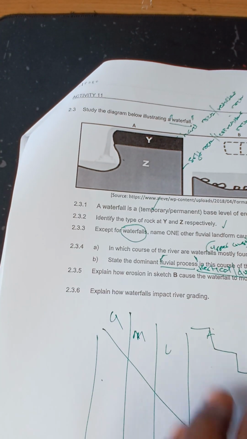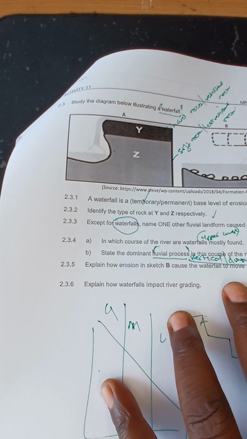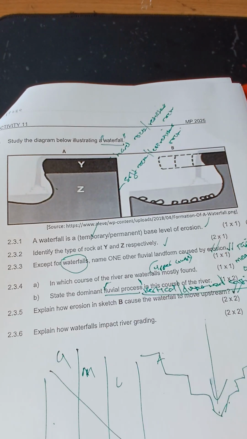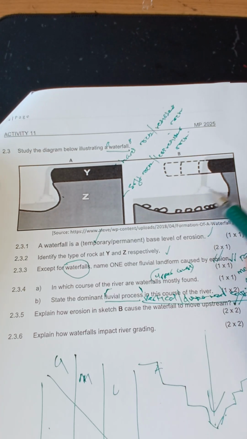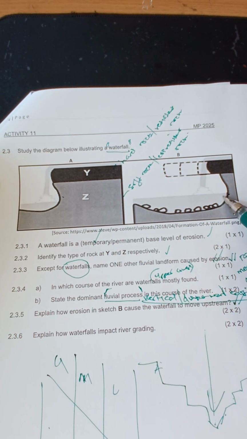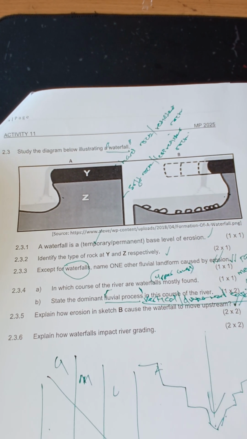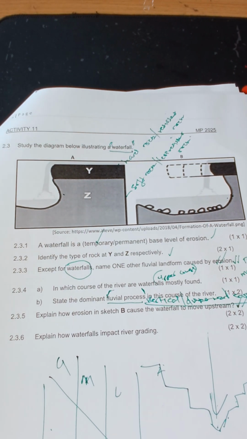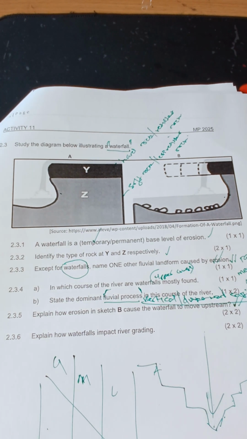Explain how erosion in sketch B caused the waterfall to move upstream. If you look at this, you can see that it's cutting back to its source. This is headward erosion. How has this taken place in B? That is, explain how erosion in sketch B makes a waterfall move upstream.